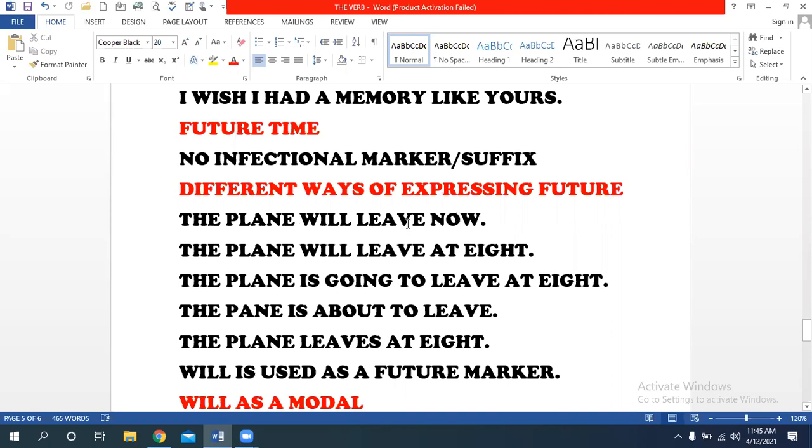The plane will leave now. Now is showing present because of will, that is, the plane will leave now. Not yet left. The plane will leave at 8. The plane is going to leave at 8. The plane is about to leave. The plane leaves at 8, present simple.